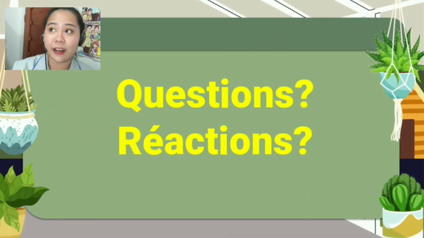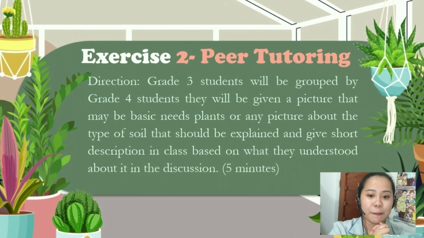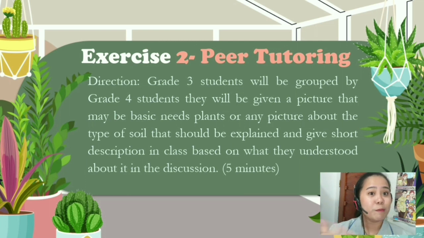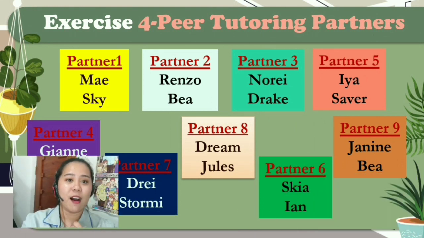Do you have any questions regarding our discussion? Hearing none, let's proceed to exercise number 2. It is about our peer tutoring time. This is the direction: Grade 3 students will be grouped with Grade 4 students. The teacher will give a random picture about our discussion. It may be from the types of soil or basic needs of plants. Share your ideas with your partner. I will give you 5 minutes, and these are the peer tutoring partners. Partner number 1, May and Sky. Keep all of your ideas with you.